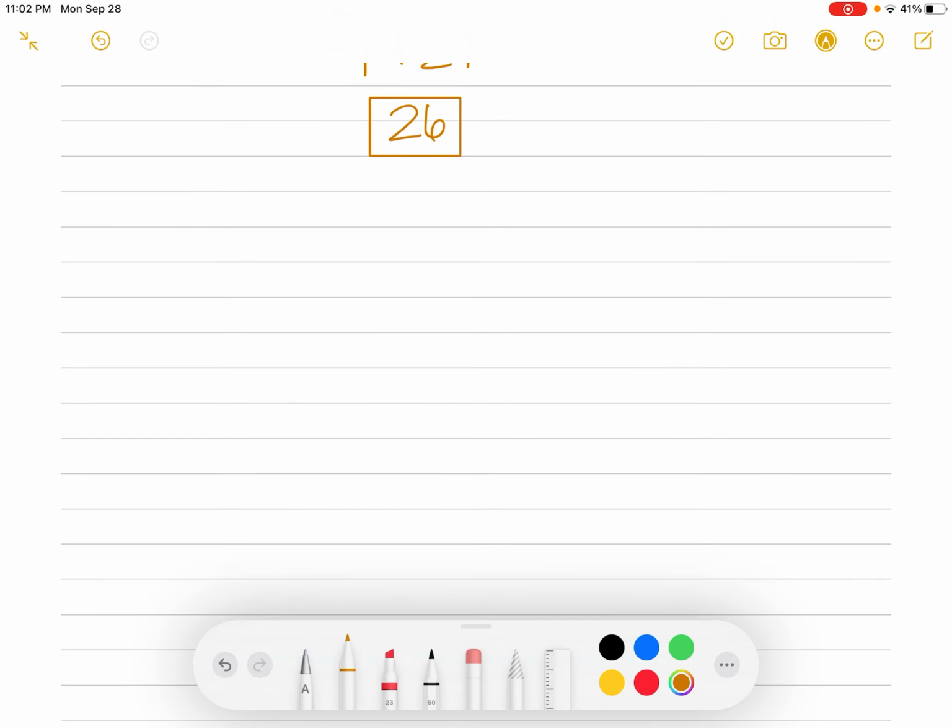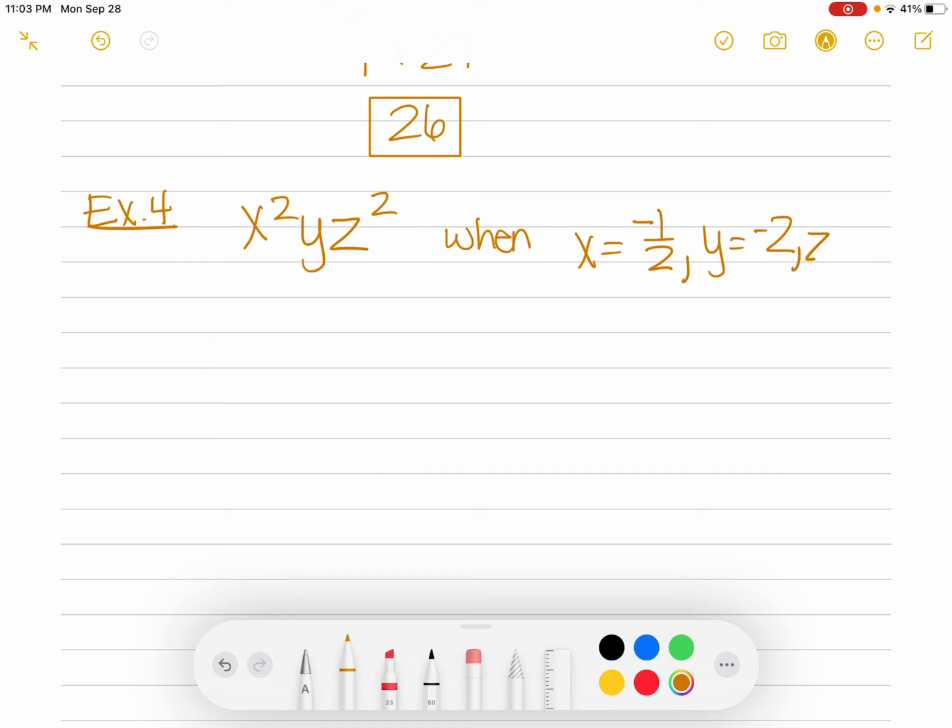Okay, the last one for today is example 4. We are going to have x squared y z squared when x equals negative 1/2, y equals negative 2, and z equals 1/4. So yes, we're going to keep doing fractions, so make sure that you know your fractions. Okay, go ahead and hit pause and solve this problem on your own.